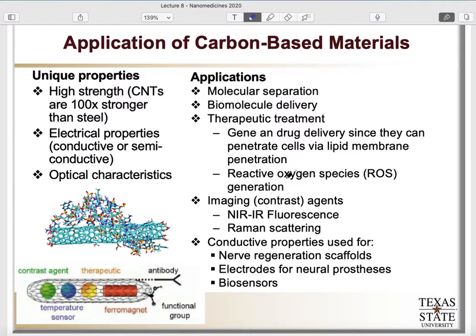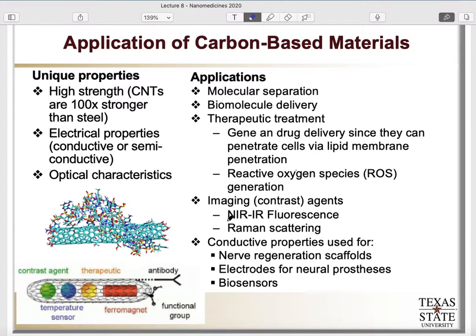Another therapeutic modality is the fact that these carbon nanomaterials can generate reactive oxygen species, and that can lead to cell damage. So that would be something that you could utilize as a cancer therapeutic, for example. Similarly, in terms of imaging, we can utilize the carbon nanomaterial itself to provide the contrast. For example, carbon nanomaterials can have a strong Raman scattering signal, and so that can be utilized for Raman imaging directly. Also, these carbon nanomaterials exhibit band gap fluorescence, and so that could be utilized as well.